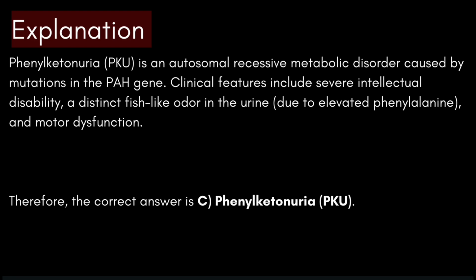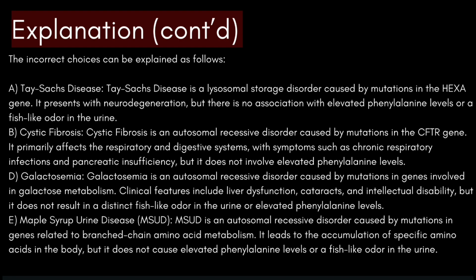Phenylketonuria, PKU, is an autosomal recessive metabolic disorder caused by mutations in the PAH gene. Clinical features include severe intellectual disability, a distinct fish-like odor in the urine due to elevated phenylalanine, and motor dysfunction. Therefore, the correct answer is C, phenylketonuria, PKU. Let's go see why the other answer choices are incorrect.